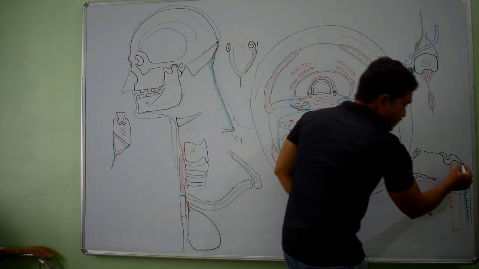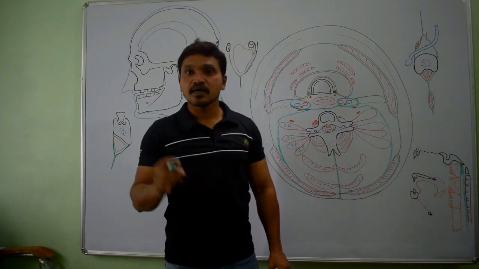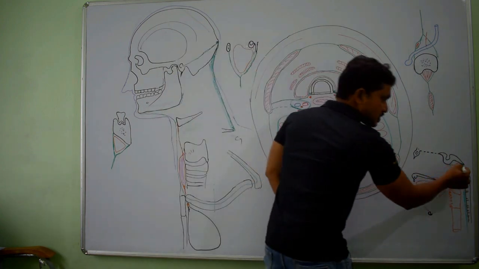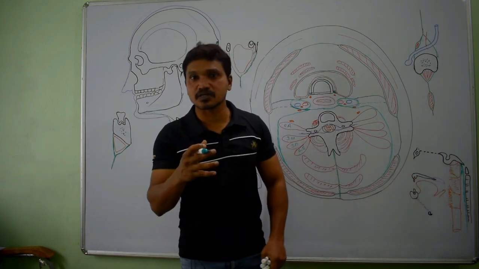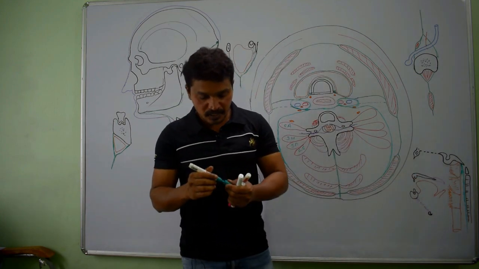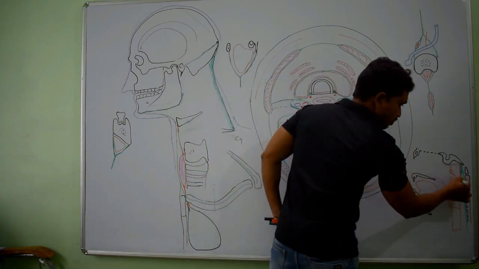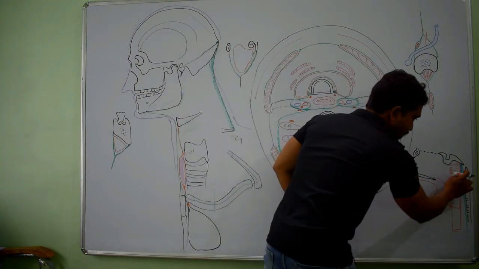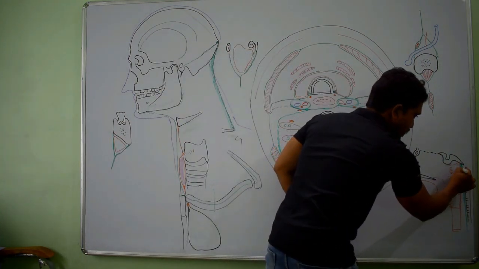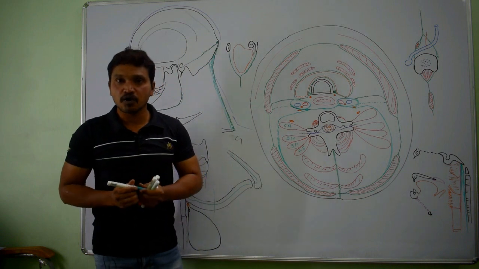So this is the posterior layer. Then here is the anterior layer. This anterior layer we can also call the alar fascia. This is the alar fascia. Then there will be one more fascia which is surrounding the constrictor muscles. What is that fascia? That fascia we call the buccopharyngeal fascia. So here is the buccopharyngeal fascia. So the anterior layer we can also call the alar fascia. That alar fascia fuses with the buccopharyngeal fascia.